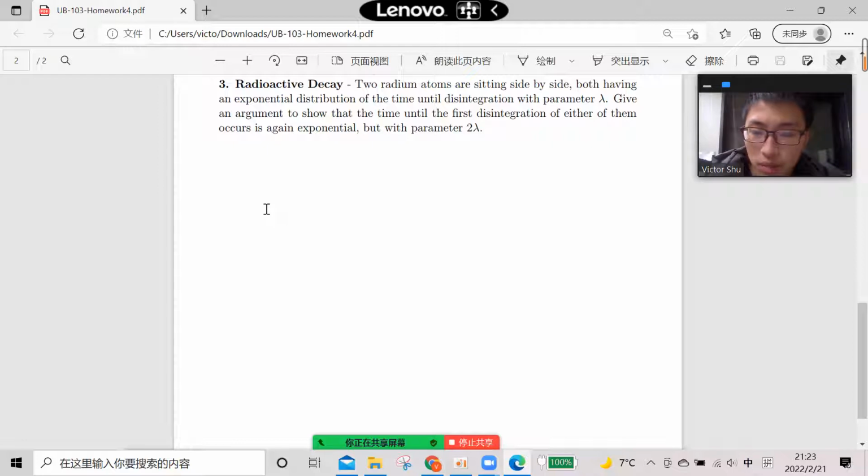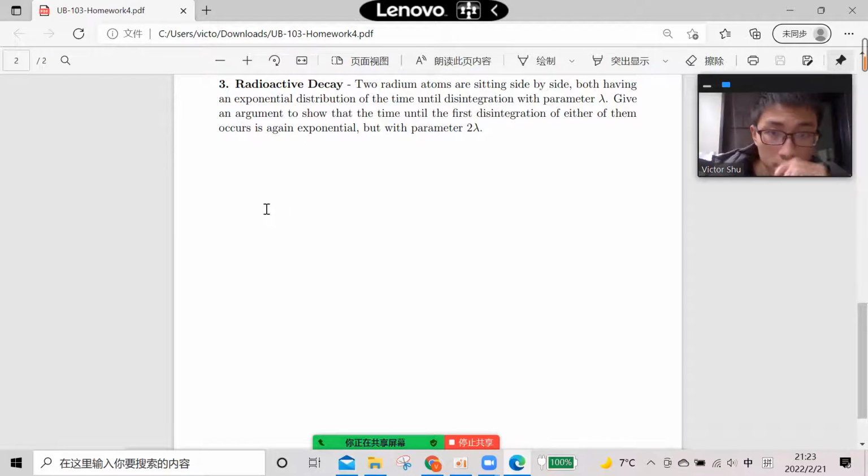The third problem is an exponential distribution. It's relatively easy, I would say, right? You have learned the probability density function of the exponential distribution. It's just e to the power of negative lambda t, right? So basically the two atoms have exactly the same probability density function, which is e to the negative lambda t.